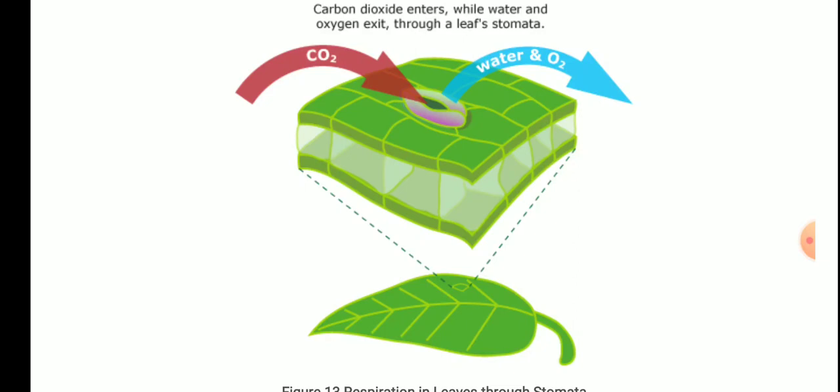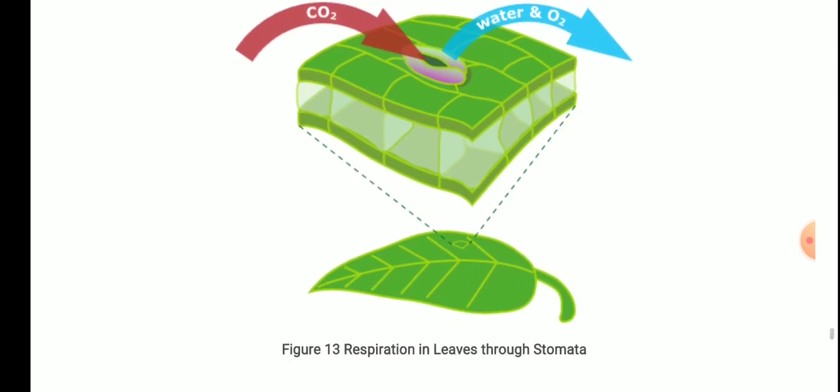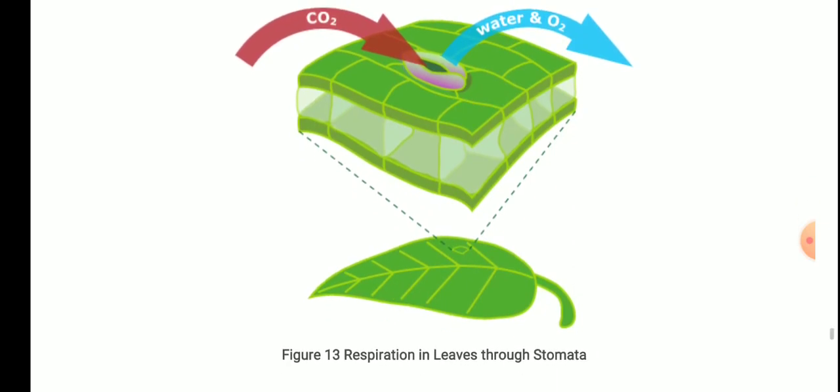So it carries out photosynthesis in the leaf with the help of carbon dioxide. These are some important needs of photosynthesis. And once photosynthesis is over, the products like glucose will be stored in the leaf or in other parts of the plant, but the remaining products like water and oxygen are released out of the plant. So what does this diagram show? This diagram shows respiration in leaves through stomata.